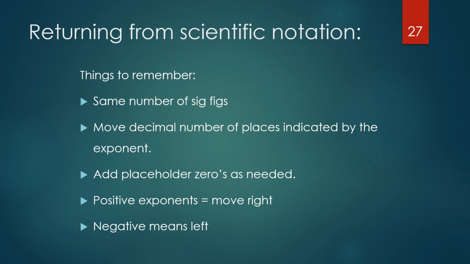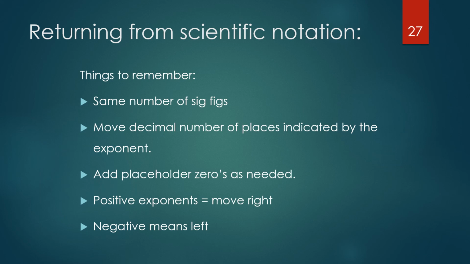Now, you're not only going to need to go from normal notation to scientific as shown on the previous slides, but if you are given a number in scientific notation, you need to be able to go back again to normal notation. So some things to remember is you want to always keep in mind significant figures. You want to move the decimal the number of places indicated by the exponent. You might need to add zeros, either at the end of the number or before the number, depending if it's a positive exponent or a negative exponent.